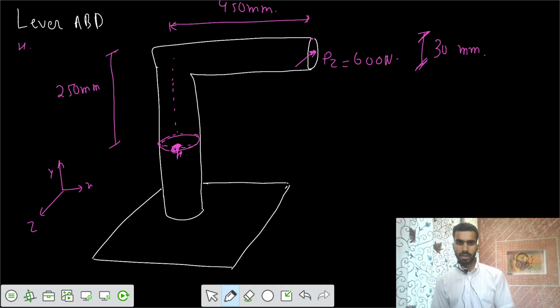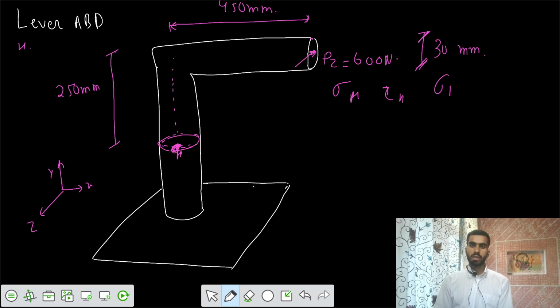Now you want to say what are the major and minor stresses, that is, what is the stress at H, what is the tau at H, what is sigma 1, sigma 2, tau max at H. You need to say what the different values of those stresses are at that point H.